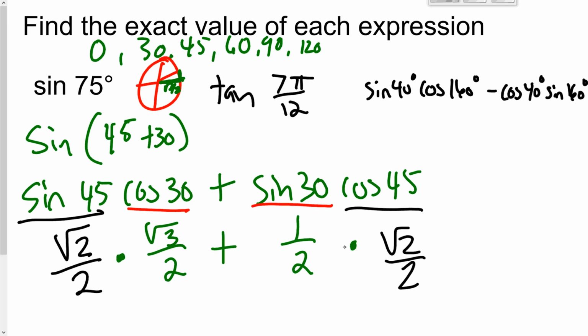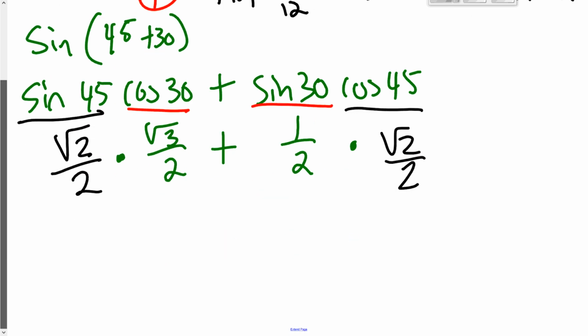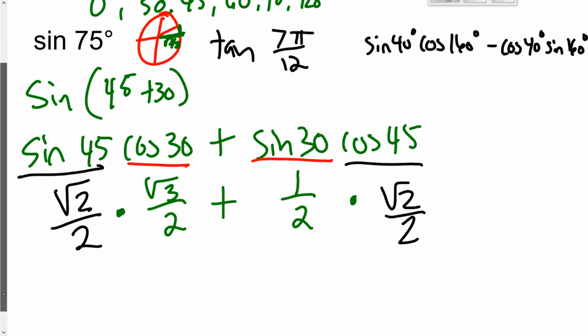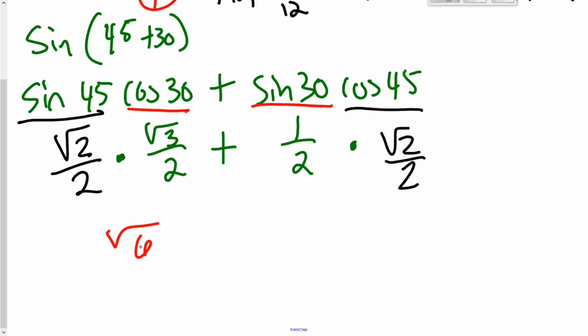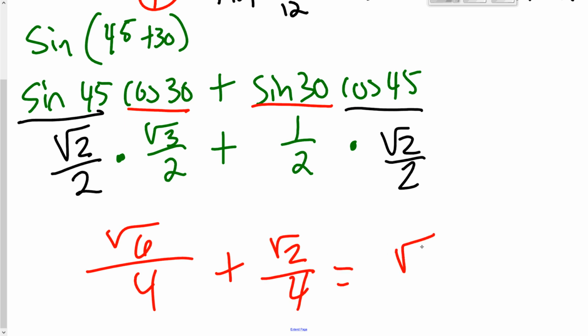Alright, so then we multiply those fractions, and then we add those two terms together. So we get root 6. Notice that all these answers are looking the same. Root 6 plus root 2 over 4. Combine like terms. Root 6 plus root 2. Remember, we can't combine those because they're the same type of roots, but the number underneath is not the same, so we can't add them. All over 4.